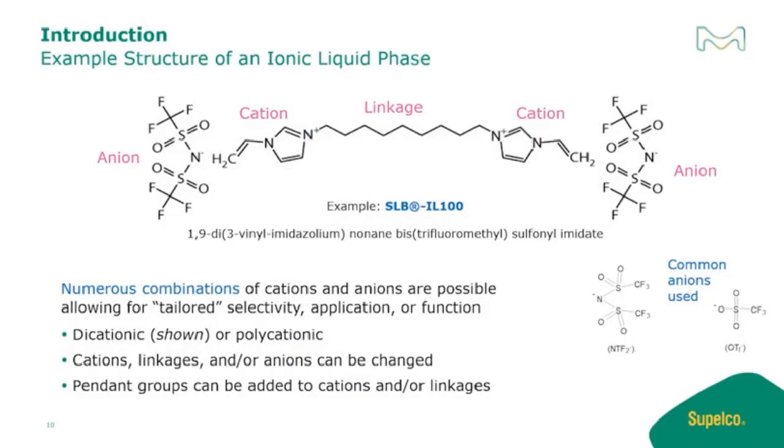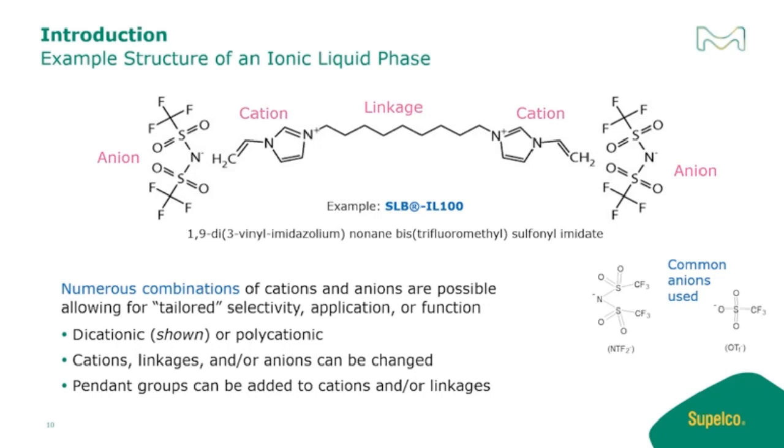Here's an example of the very first ionic liquid stationary phase that we commercialized, what we now call the SLB-IL100. I'll give you a little bit of history on why that name came up. First of all, you can see it's a dicationic imidazolium-based ionic liquid phase with a vinyl group as the substituent on the imidazolium. There's a C9 linkage chain, which is very important in the overall selectivity of the stationary phase. And then, of course, we have the different anions. In this particular case, we're showing the NTf2 anion, which is probably the most widely used anion for the ionic liquid phases. And another one that's commonly used is shown on the bottom right of my slide, the triflate anion.